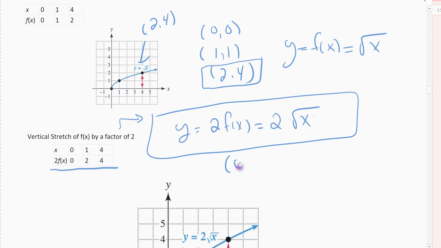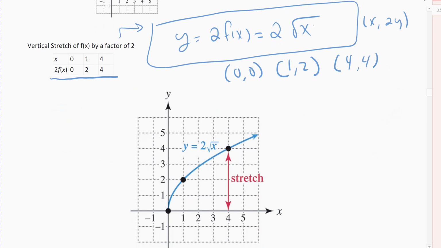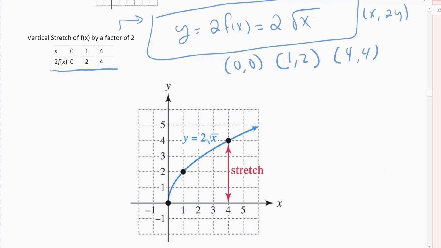And so my new points: I still have (0, 0). Instead of (1, 1), I have (1, 2). And instead of (2, 4), I have (4, 4). So I did take 2 times all of my y values. All of my y values got multiplied by the factor of 2. And so that's what happens to the graph. If you look at the graph, it's a vertical stretch, meaning I'm making it further away from the x-axis.